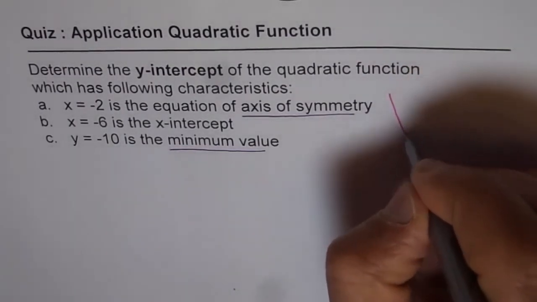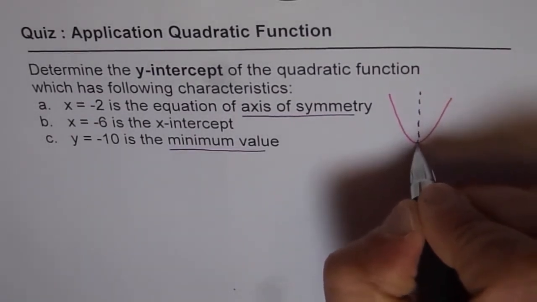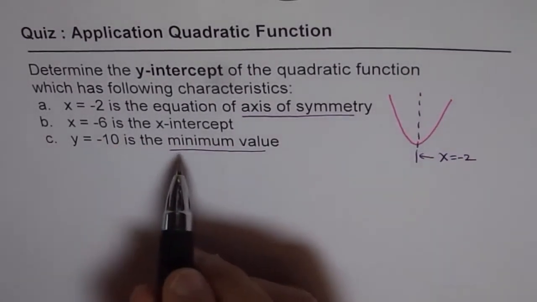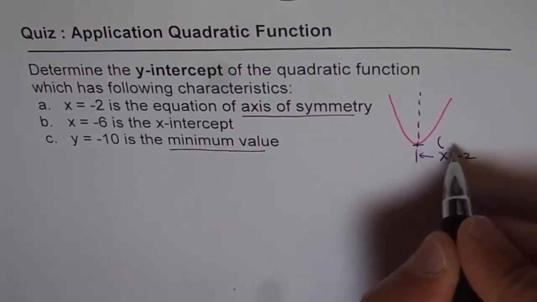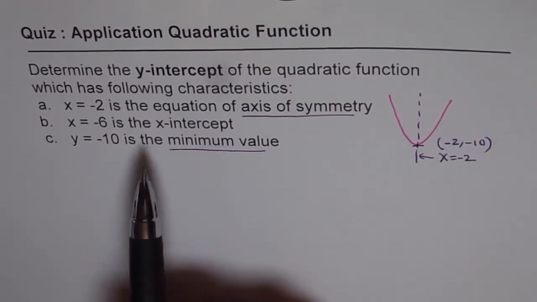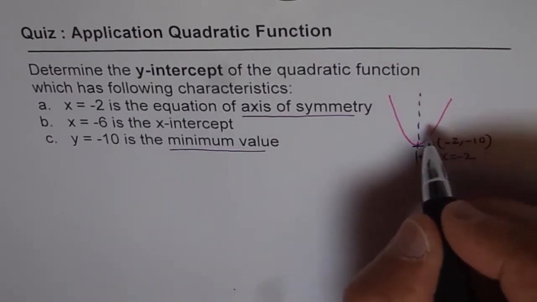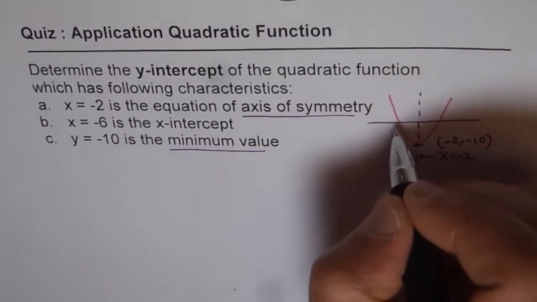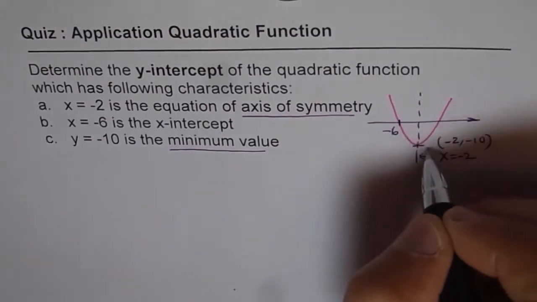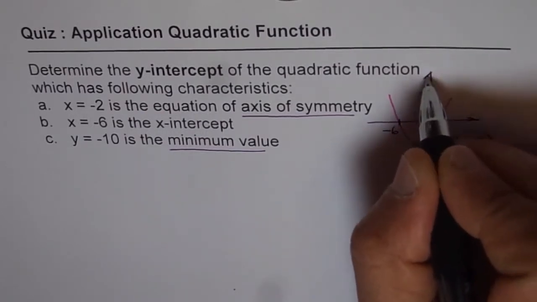So we can sketch a function like this. And here what we know is, one, the axis of symmetry, and the equation for this is x equals -2. And the minimum value is -10. Therefore this point is the vertex, which is (-2, -10). And now we also know that x equals -6 is the x-intercept. That means if I draw my axis like this, then this is on the x-axis at -6. Do you understand? So that is the figure, and of course when -2 is on the left side, my y-axis will be like this.